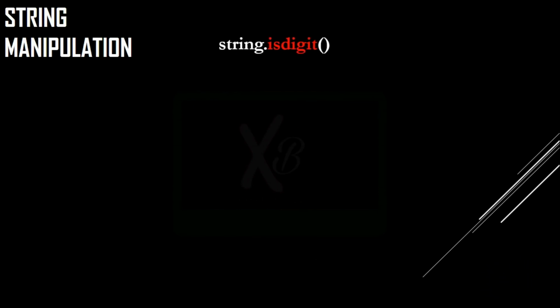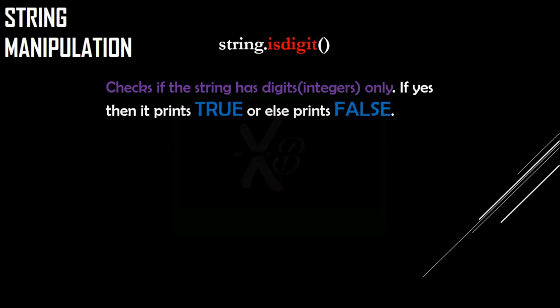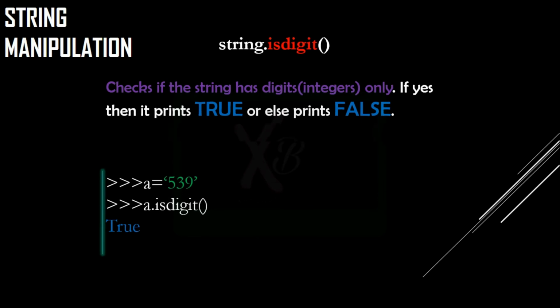String.isdigit has the same property as the previous one, isalpha. Here it checks if the string has digits only. Note it's for integers. If you write a float, it's going to give you false. If yes, it prints true, or else prints false. So here we have a is equal to 539, a.isdigit, of course true, because it has only digits. If I write something like a is equal to L539, a.isdigit, of course it is false. Why? Because it has a character along with the digits.